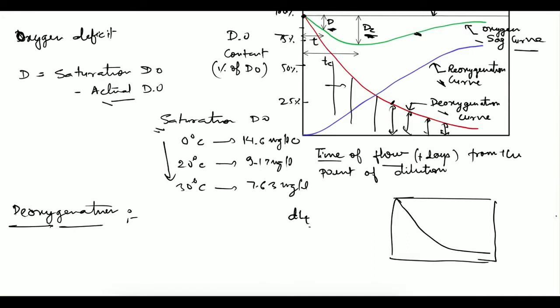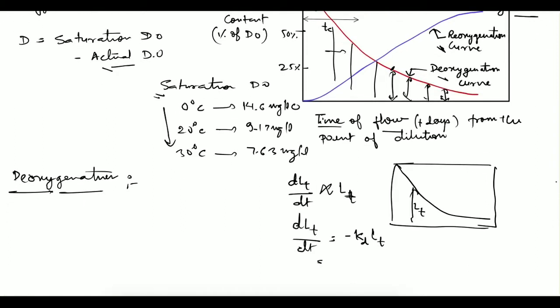That is the rate of change of organic matter. Let's say LT is the organic matter present at any time, which is proportional to the organic matter present. We have already done this, and we use dLT by dt is equal to minus KD, let's say KD for deoxygenation, into LT. This was the basic equation using which we derived our BOD equation also. So we can say this here also.